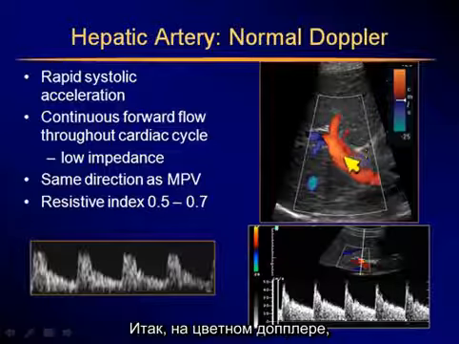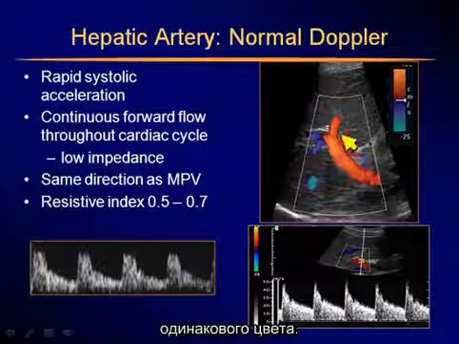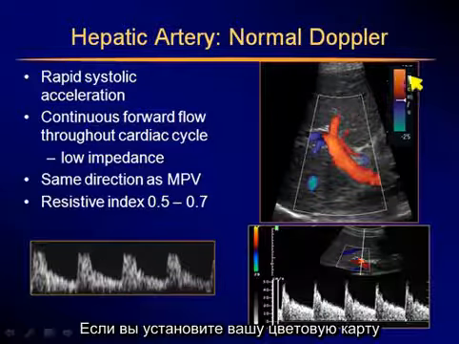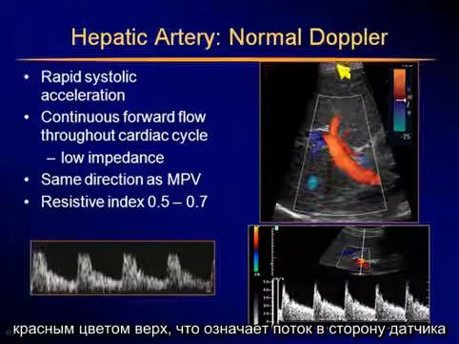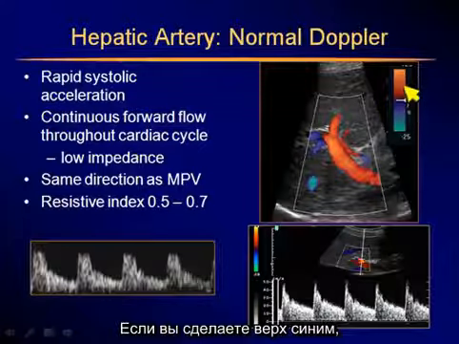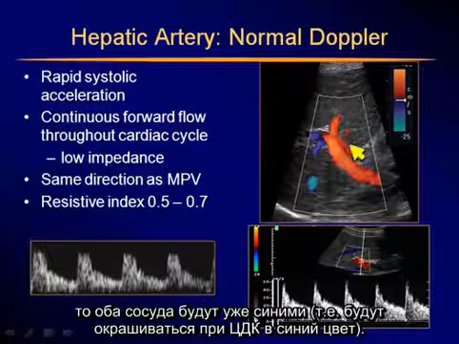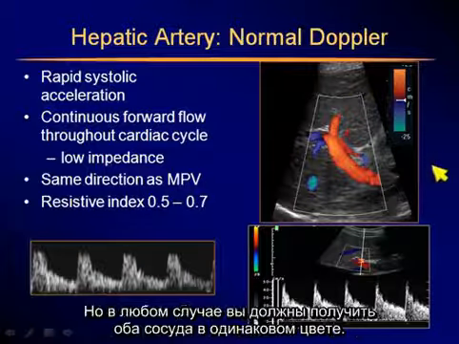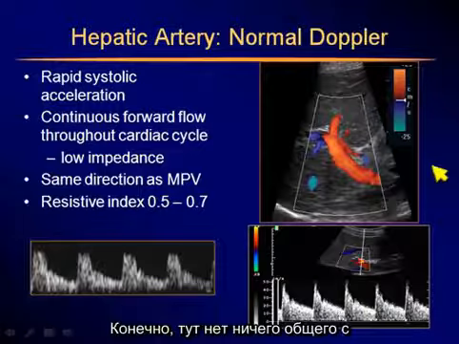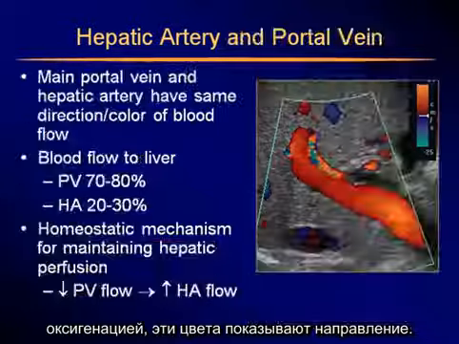So on color Doppler, these two vessels, the artery and the main portal vein, are always the same color. So if you set your color map with red, meaning towards the transducer, both will be red. If you turned it blue, as meaning towards the transducer, both should be blue. But you should not have one red and one blue, because of course this has nothing to do with oxygenation. It's direction.